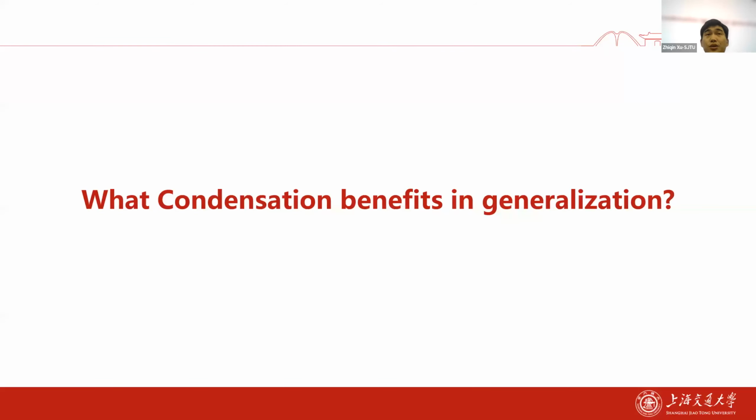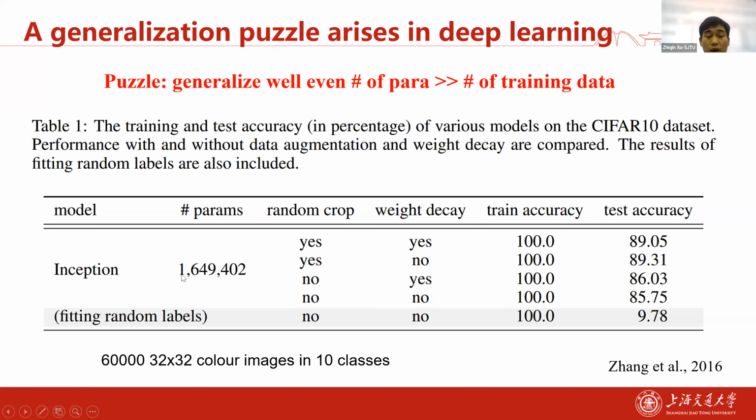So now we have this condensation, and we try to understand why there is condensation and how condensation can benefit generalization. Here's an example. In this example, they use a network of more than 1 million parameters to fit 60,000 image data points, and they can get 100% accuracy at training and almost 90% accuracy for test data. So in this example, the number of parameters is much larger than the number of training data. However, the neural network can still generalize quite well.